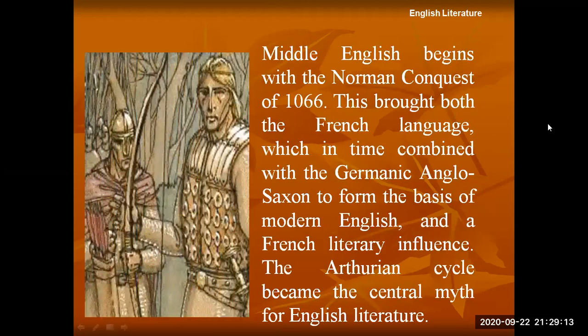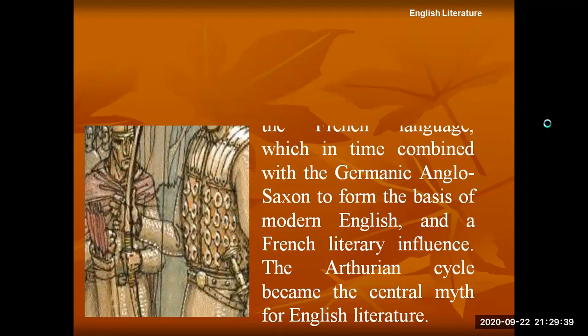Middle English begins with the Norman conquest of 1066. This brought both the French language, which in time combined with the Germanic Anglo-Saxon to form the basis of modern English, and the French literary influence. The Arthurian cycle became the central myth for English literature.